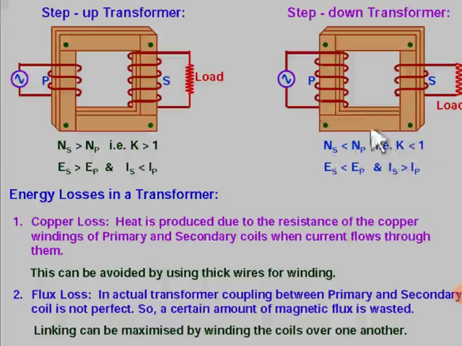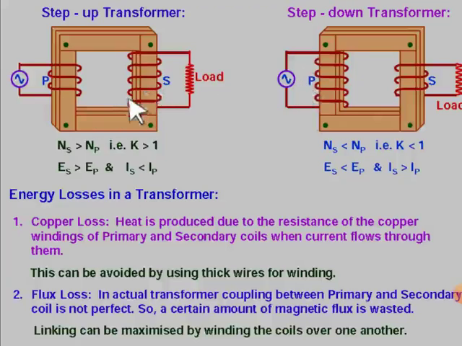As the total number of turns of the secondary coil is less than that of the primary coil, naturally their ratio, which is known as the transformation ratio, is less than 1. So ES, the secondary voltage or output voltage, is less than the input voltage. And you can also say that the secondary current or output current is very much greater than the input or primary current.